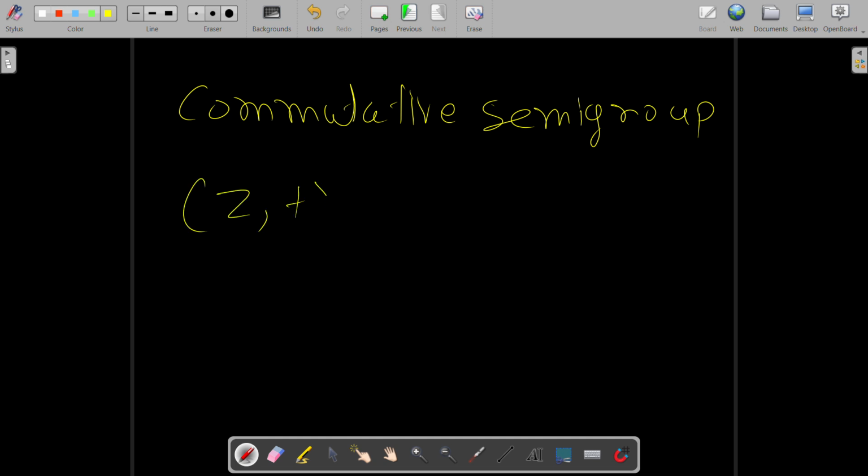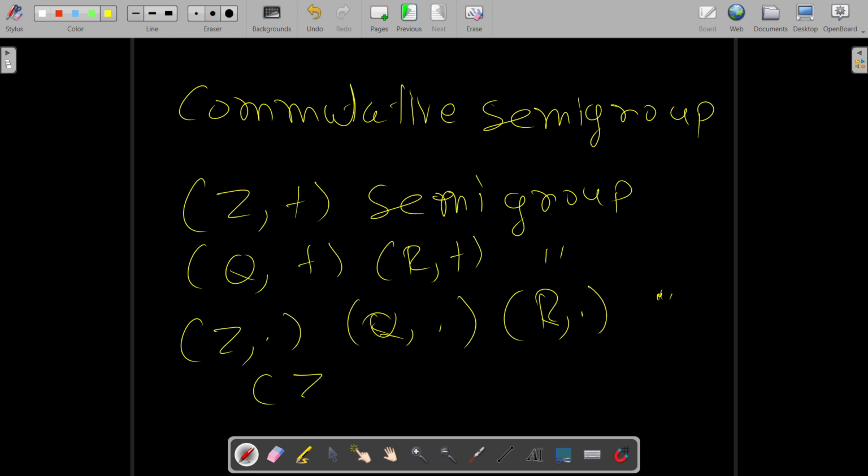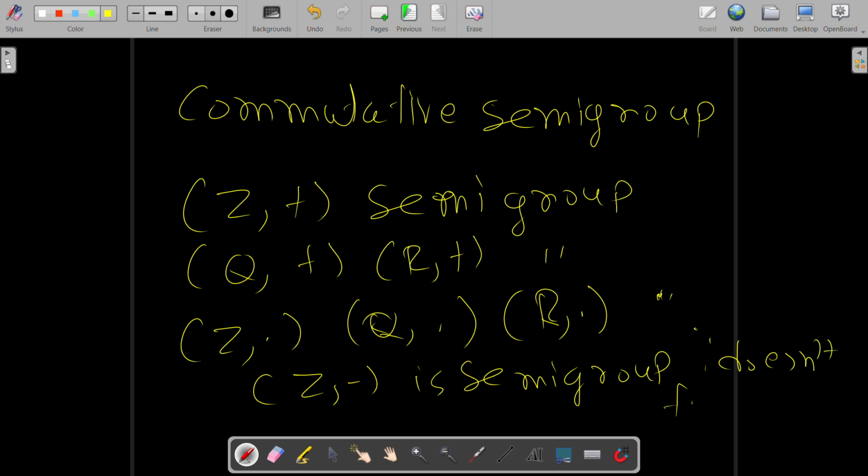Z plus is a semigroup. Similarly, Q plus and R plus are also semigroups. Z dot, Q dot, R dot all are semigroups, but Z minus is not a semigroup since it does not follow the associative property.